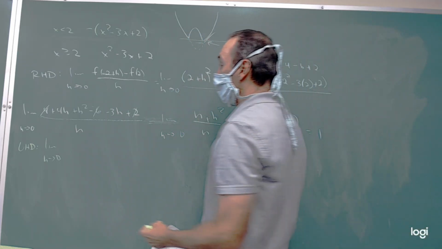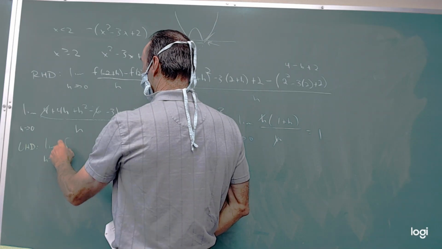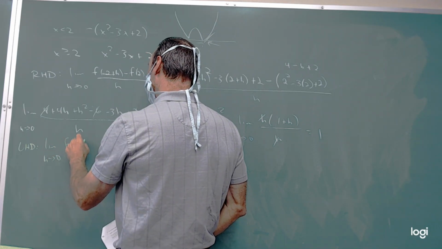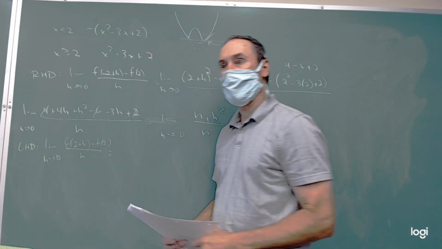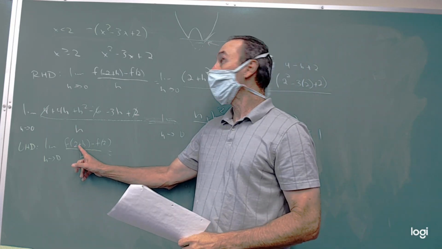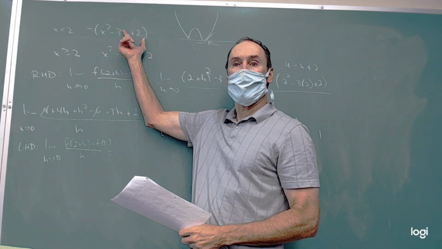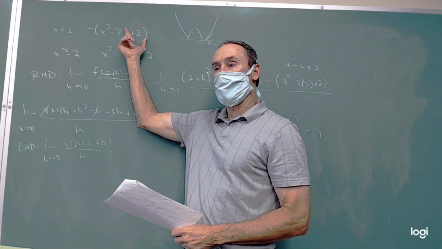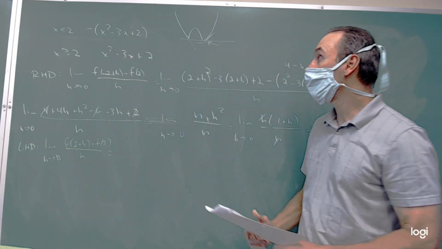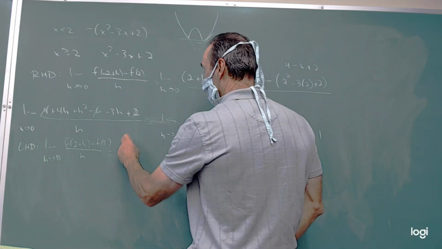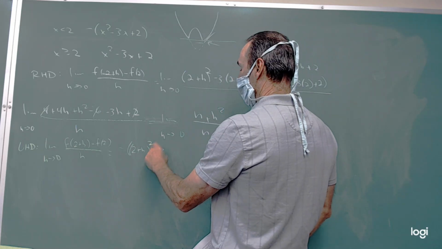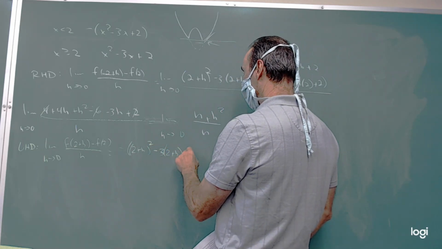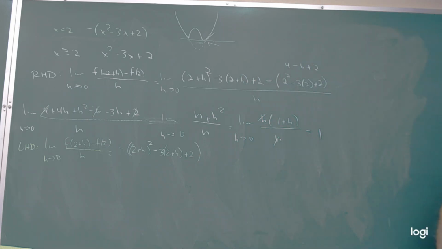So here we go. Again, we're going to take f of 2 plus h minus f of 2 all over h, but what's making it the left-hand derivative is that what we're going to use for f is this definition for the absolute value that comes from the negative side, that negative quantity there. So I'm going to get negative parentheses 2 plus h squared minus 3 times 2 plus h plus 2 in parentheses, where the negative is going to distribute over all that. You with me there?